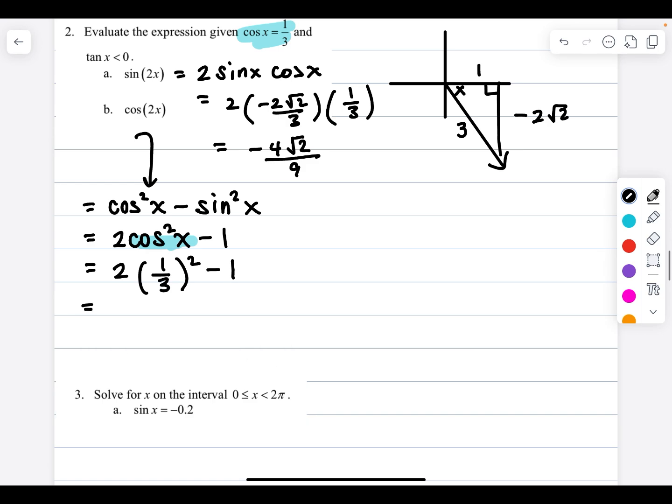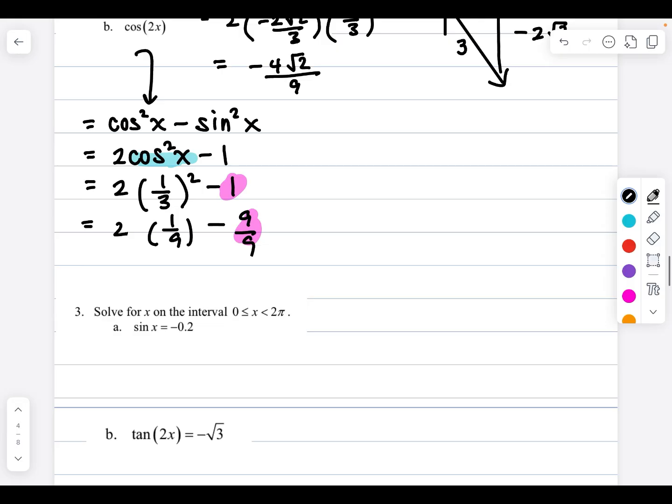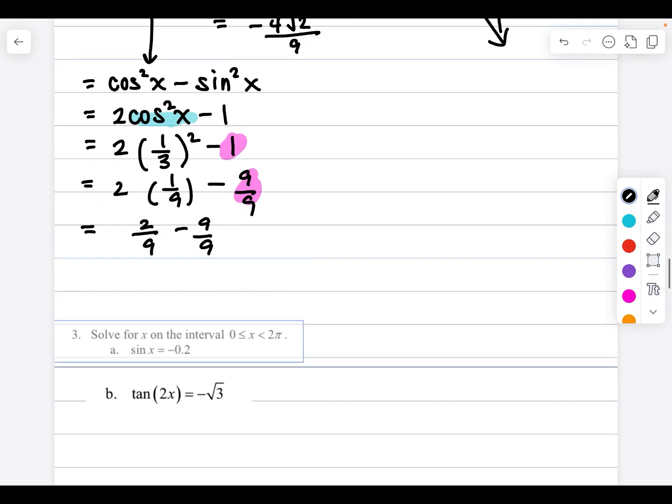So I'm going to square 1/3. That becomes 1/9. I'm going to create a common denominator because I can see the future there. So I made this minus 1 minus 9 over 9. This is going to be 2/9 minus 9/9 equals negative 7/9.